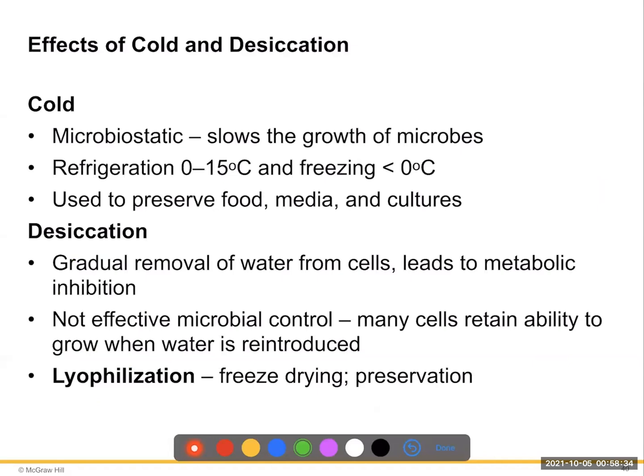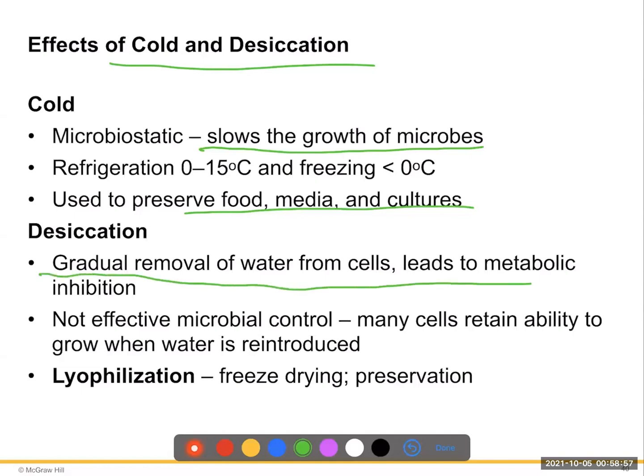And then cold and desiccation. Desiccation is drying it out. Cold is microbiostatic, it slows the growth of microbes. When you put something in the refrigerator, why do you do that? You slow the growth of microbes down. Refrigeration is 0 to 5 degrees centigrade. Freezing is less than 0 degrees centigrade. It preserves food and cultures in microbiology. Desiccation, dried out: we gradually remove water from cells, leading to metabolic inhibition. It stops metabolic processes from occurring. It's not an effective microbial control.